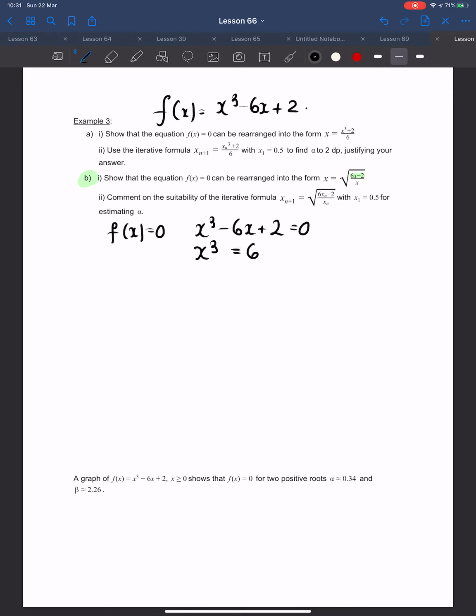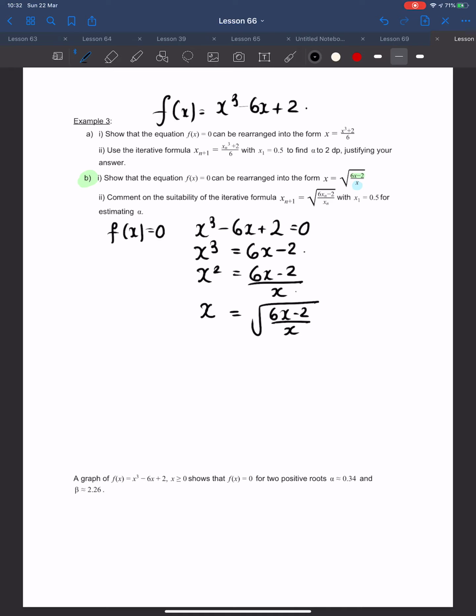That bit that I've just mentioned is the numerator there. Okay, so x cubed is 6x minus 2. Now we've got to divide by x. Let's change the colour there. So the green was the first thing that I did. Blue's the next one. So x squared is 6x minus 2 divided by x. And look, we've got it then. So we can say x is the square root of 6x minus 2 divided by x. Okay, so that's also an iterative formula.